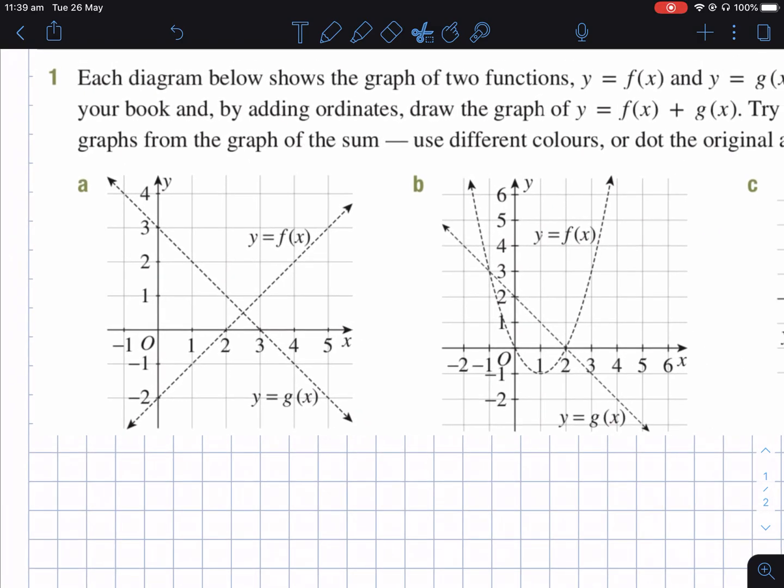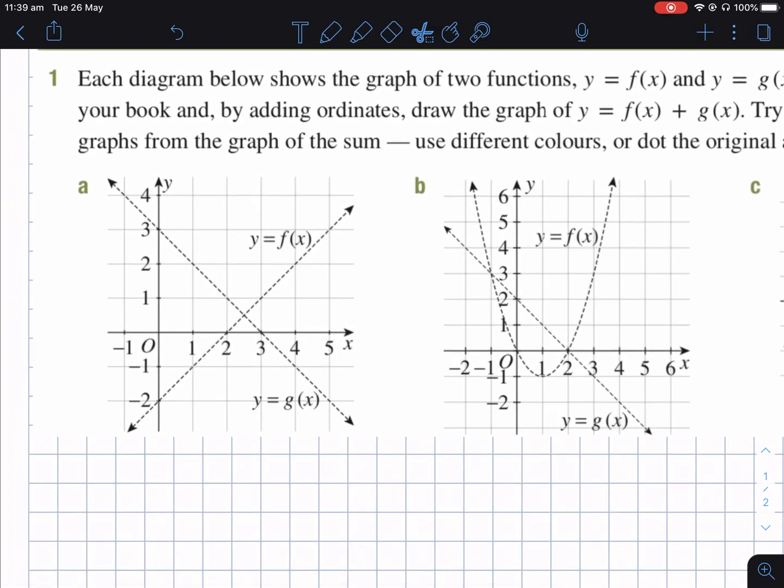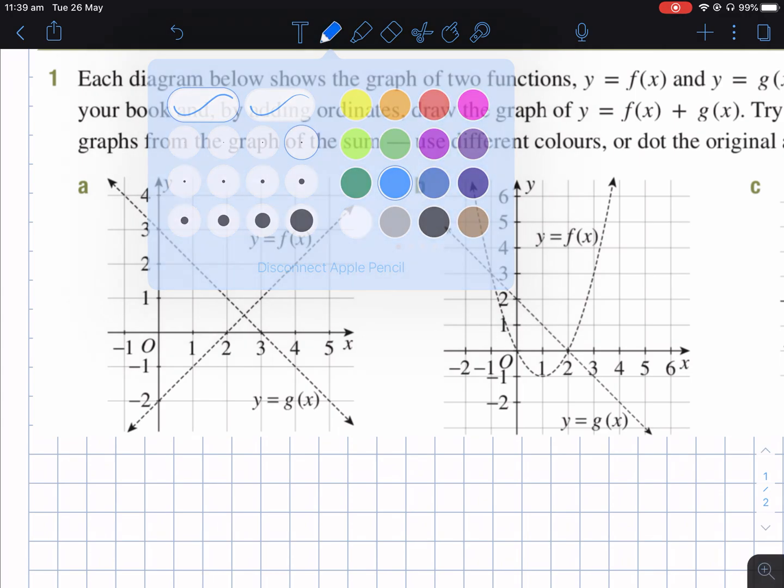Okay, question 1a. We've got two graphs, g of x and f of x. I don't care about their equations. I'm just going to draw what would happen if you added them together. So essentially what you need to do is add each coordinate.